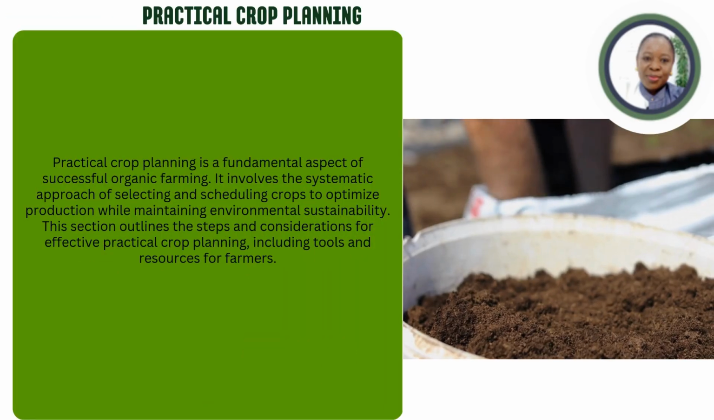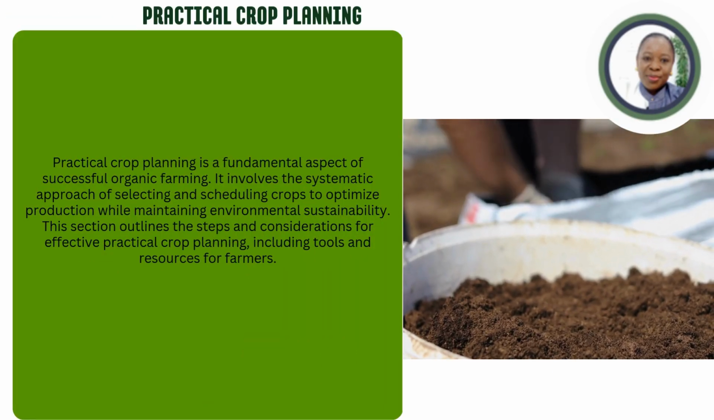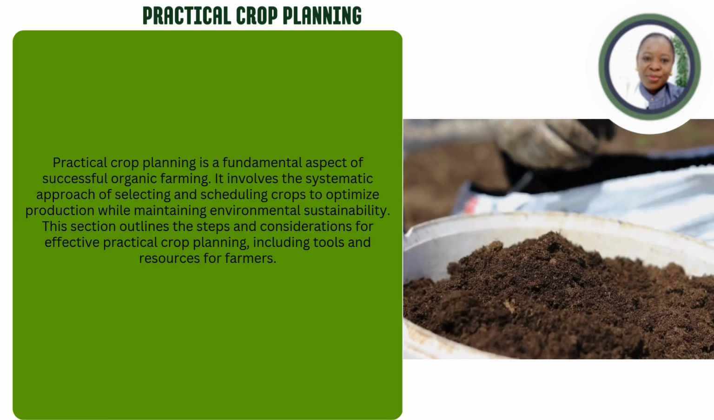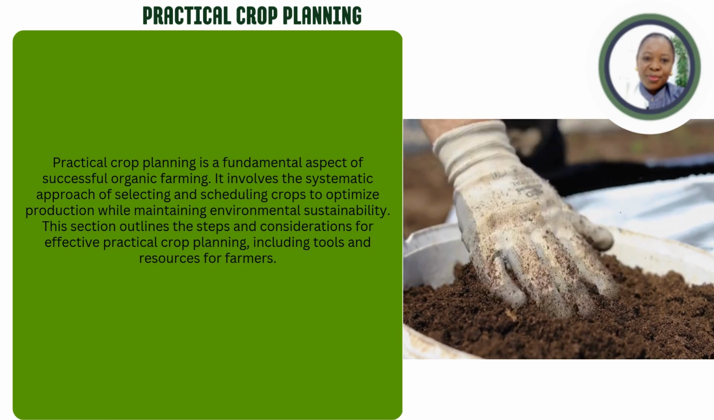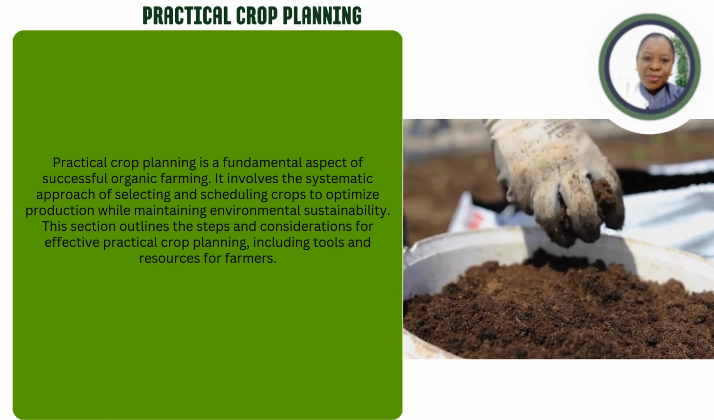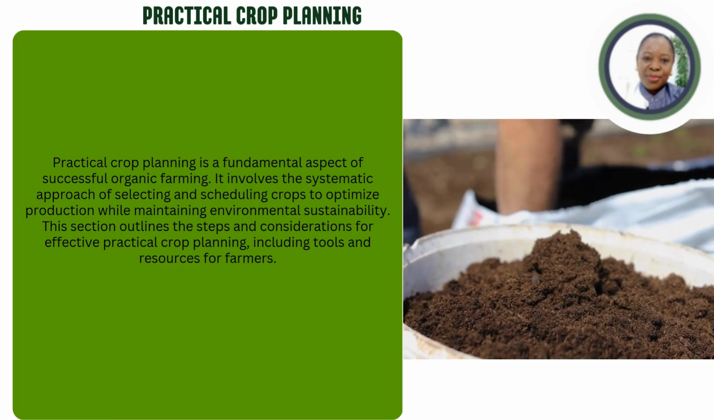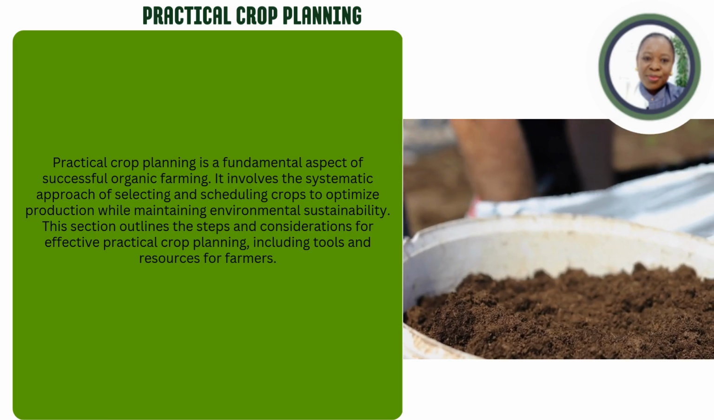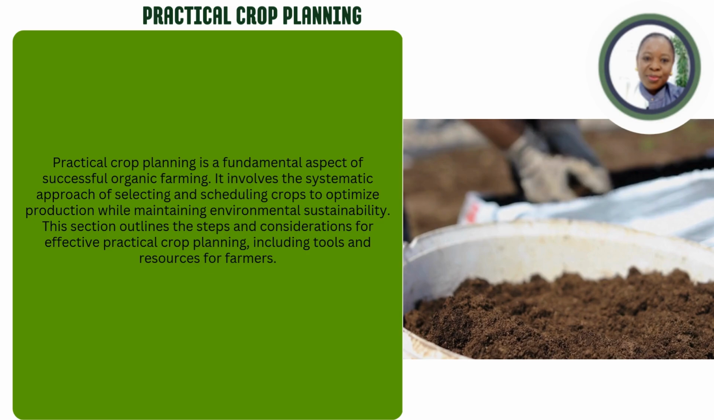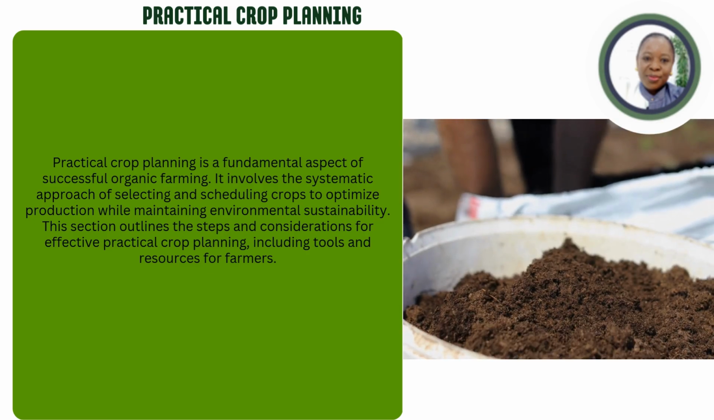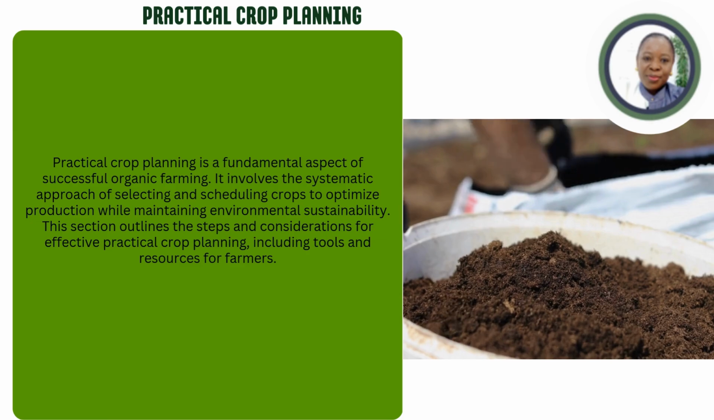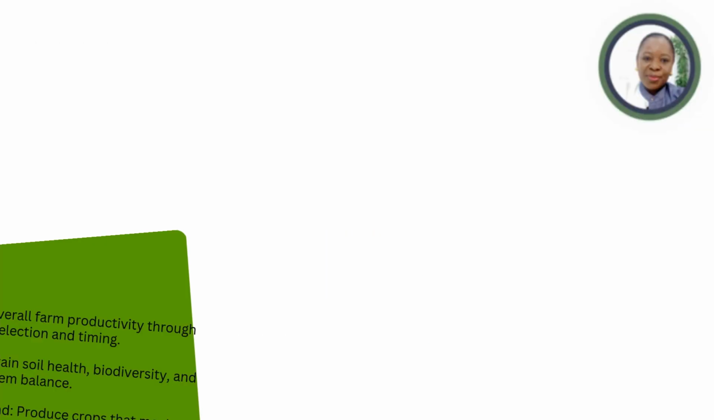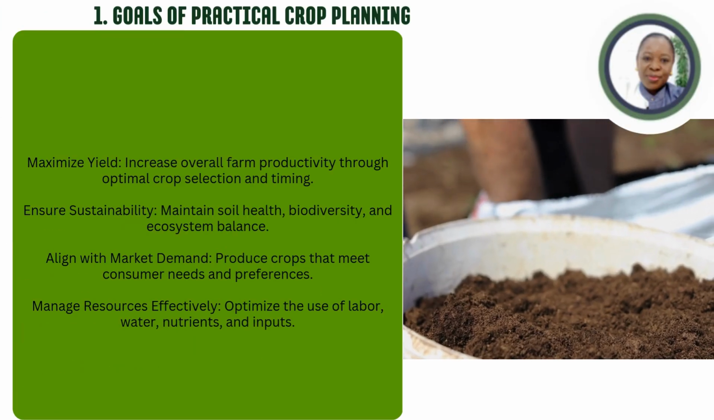Practical crop planning. Practical crop planning is a fundamental aspect of successful organic farming. It involves a systematic approach of selecting and scheduling crops to optimize production while maintaining environmental sustainability. This section outlines the steps and considerations for effective practical crop planning, including tools and resources for farmers. Goals of practical crop planning.